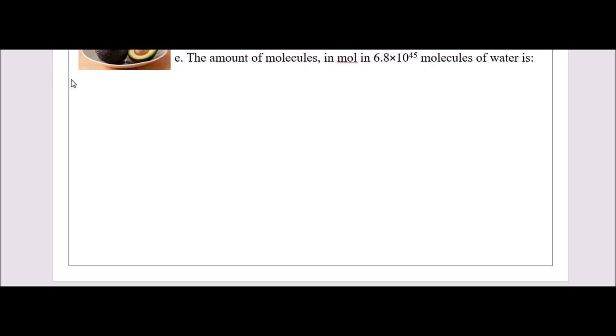Okay, you need to work out the amount of molecules in mole in this many molecules of water. So essentially, this is just a fancy way of saying that I need to work out the number of mole of H2O, and I'm given the number of H2O molecules, which is 6.8 times 10 to the 45 molecules.